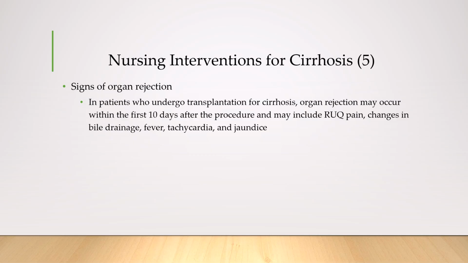And we are going to monitor for signs of organ rejection if our patient has gone to the OR and if they have had a liver transplant. In patients who undergo transplantation for cirrhosis, organ rejection may occur within the first 10 days after the procedure and may include right upper quadrant pain, changes in bile drainage, fever, tachycardia, and jaundice.